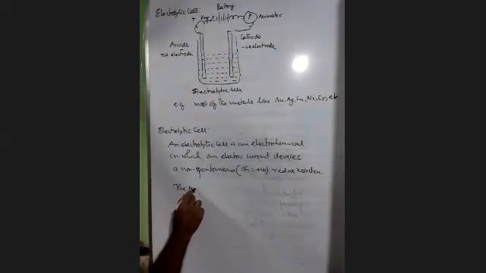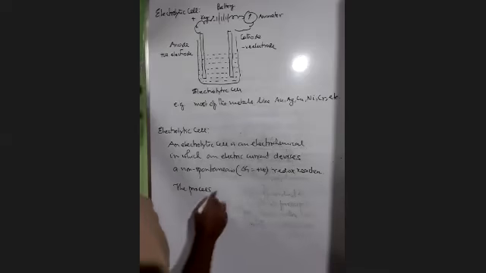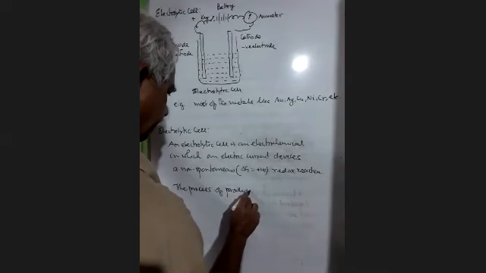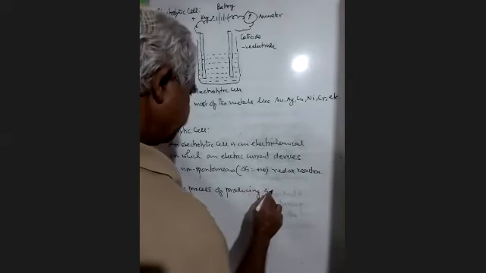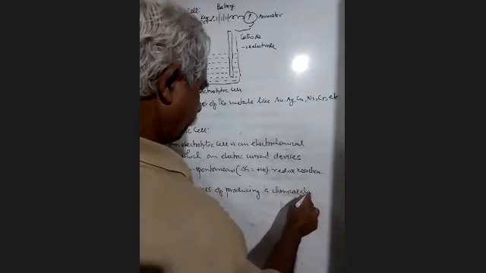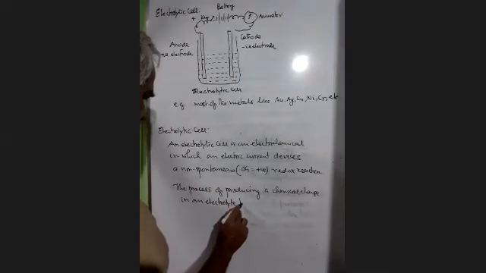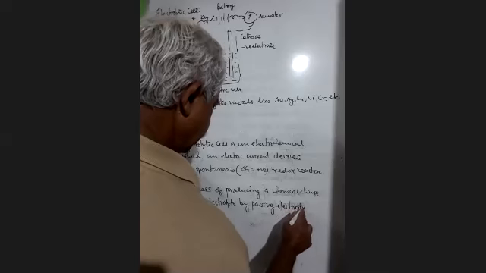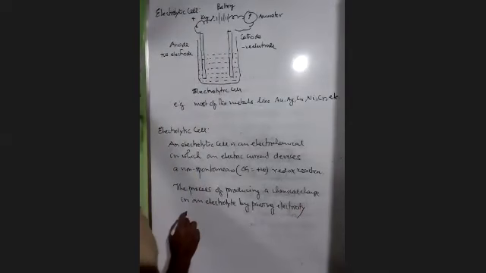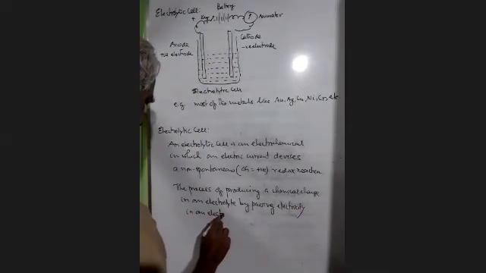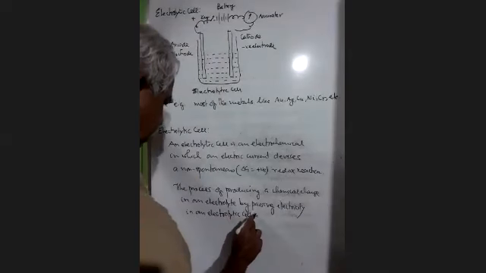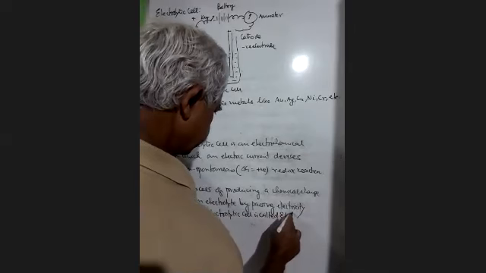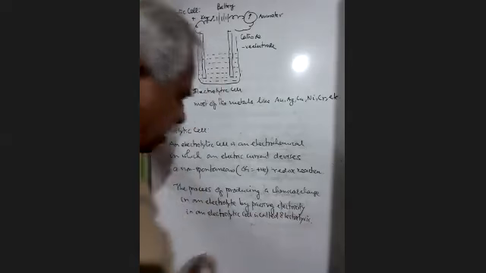The process of producing a chemical change in an electrolyte by passing electricity in an electrolytic cell is called electrolysis.